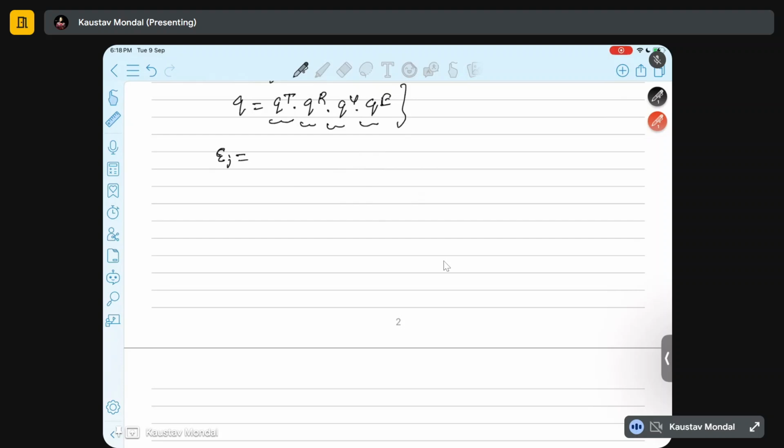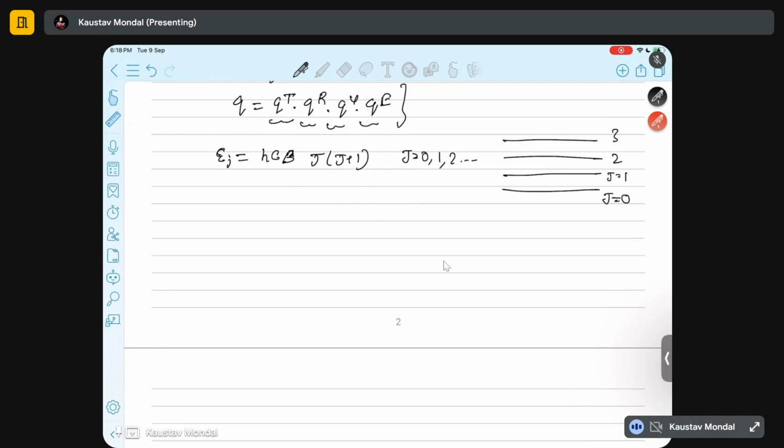The expression of the energy looks like this: Ej equal to hcB J into J plus 1, where B is the rotational constant. J are the different rotational levels, J equal to 0, 1, 2, and so on. So these are energy levels which are quantified by J, and this is the energy associated with the jth energy level.